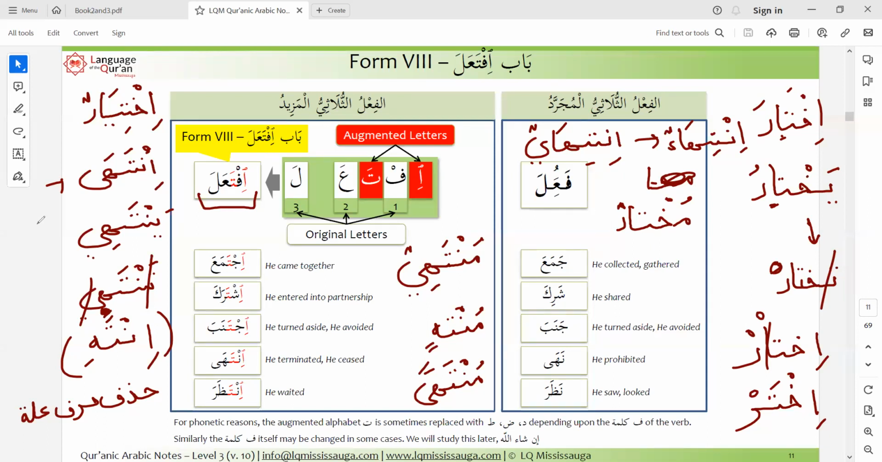Okay, let's come to mudari. So yantahi, yantahiyani, yantahuna, ينتهون. Why? Because in the isnad of naqis, the lam kalima will be dropped from hum. So yantahiuna changes to yantahuna, because I don't want to go back to naqis again. Okay, so yantahuna. Okay, then tantahi, tantahiyani, and then yantahina.